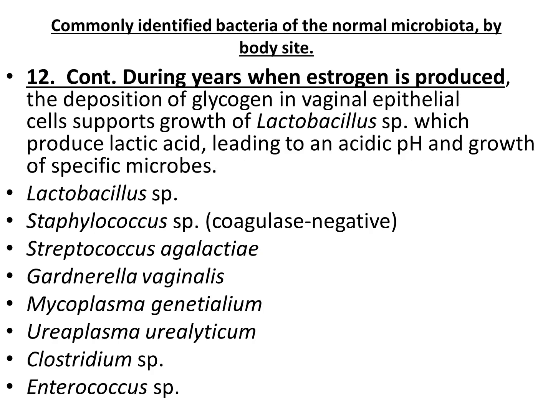During the years when estrogen is produced, the deposition of glycogen in the vaginal epithelial cells supports the growth of Lactobacillus species, which produce lactic acid, leading to an acidic pH and growth of specific microbes. They are Lactobacillus species, Streptococcus agalactiae, Gardnerella vaginalis, Mycoplasma, Ureaplasma, Clostridium species, and Enterococcus species.